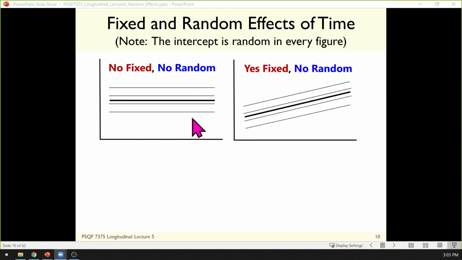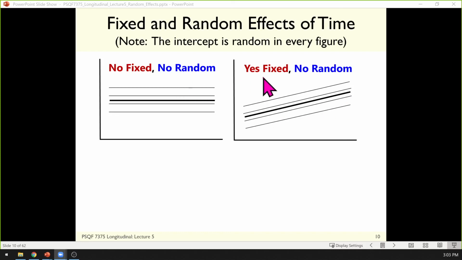Here's a picture that shows a fixed effect of time without a random effect of time. So now what's happening is that on average, the line for the sample means here, the heavy black line, is tilted upward, so people are growing over time, but everybody's growing at the same rate, so we don't need a random effect of time. Everybody doesn't need their own slope. So the intercept is random in every picture. Everybody gets a different mean. And in this case, everybody grows at the same rate.